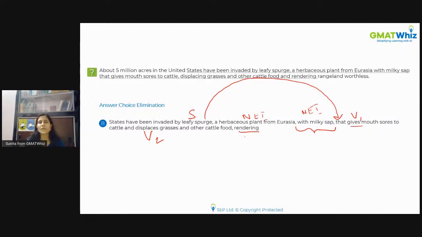So what B is really saying is that about the 5 million acres in the United States have been invaded by leafy spurge. This leafy spurge gives mouth sores to cattle. This leafy spurge displaces grasses. And by displacing the grasses, it renders the rangeland worthless. Okay. So B looks good so far.